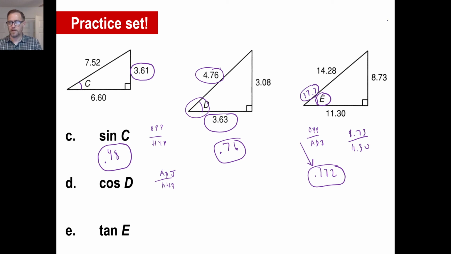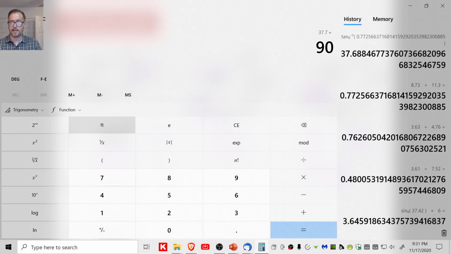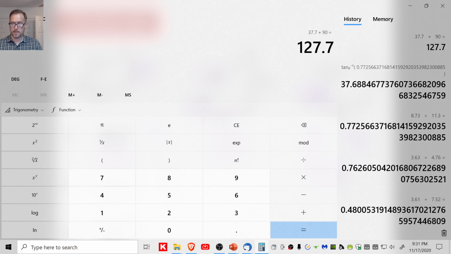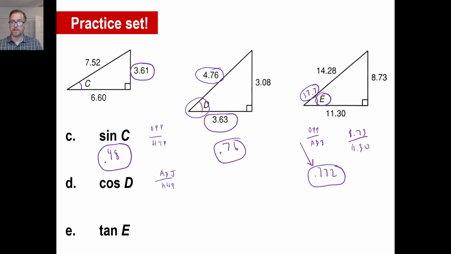If you do the arithmetic, 37.7 plus 90, and so on, you could figure out that this has to be 52.3 degrees. In other words, this last one here has to be 52.3 degrees. Well, let's just check it out. Let's find out if it is 52.3 degrees. Let's see if it works.